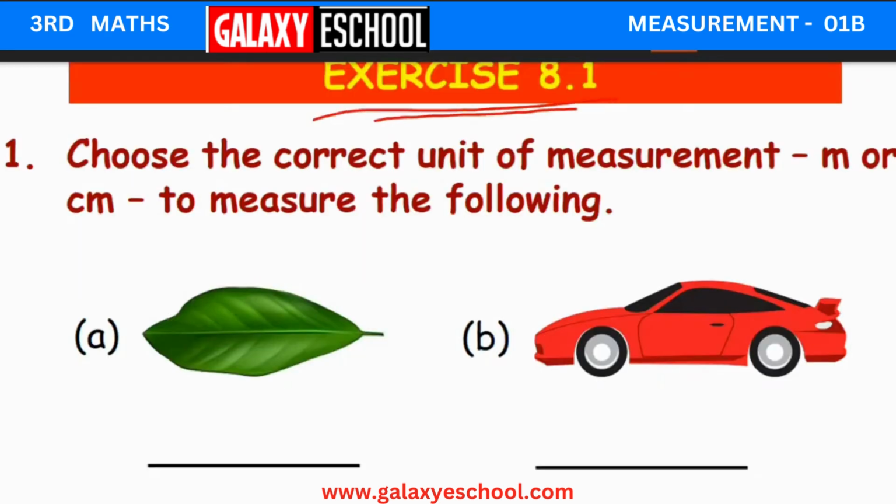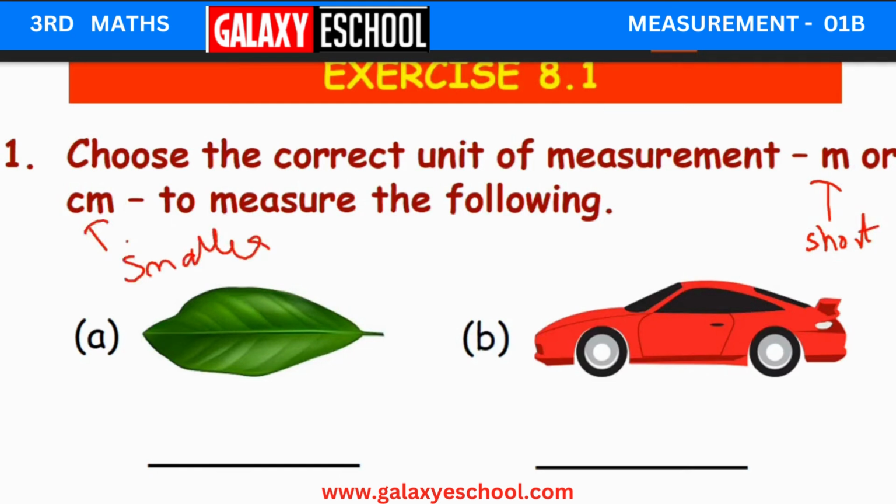Let us look at a small exercise here, children. Choose the correct unit of measurement. That is, we have to choose whether meters are used to measure the given object or centimeters. Yes, if you recall, meters are for short distances and then centimeters are for even smaller. For anything that is even smaller, we use centimeters.